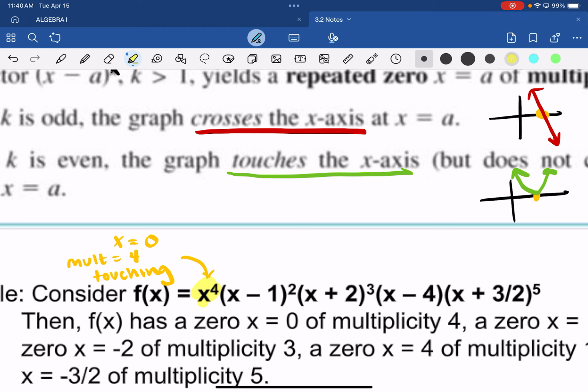All right, our next one. The next spot here. I know x is 1, because whatever it would be would have to equal 0. It has an exponent of 2, so I'd be taking the square root. So it has a multiplicity of 2. That's an even multiplicity, so I know that it touches here. It doesn't cross, it just touches.